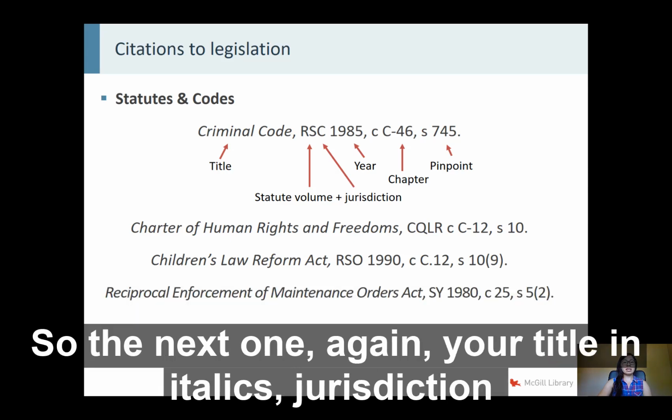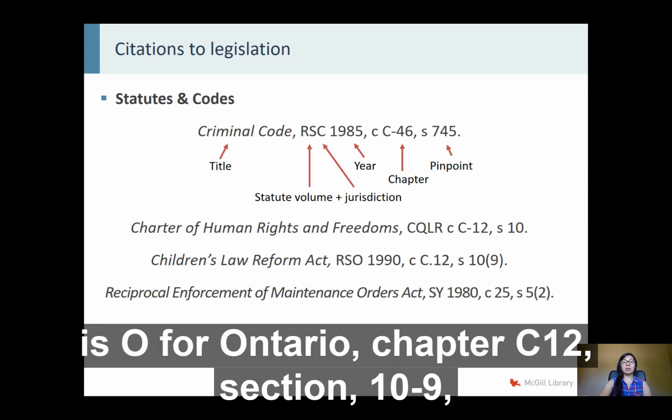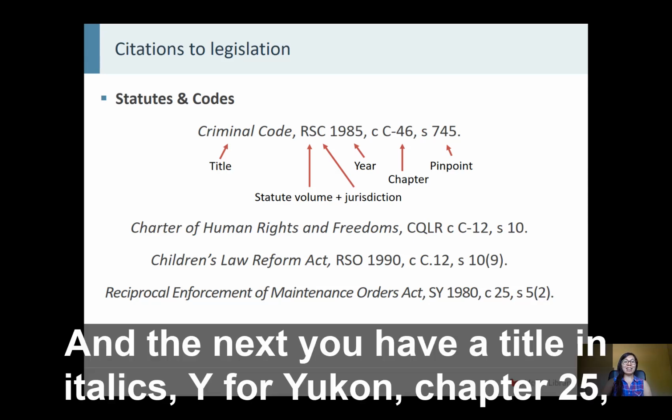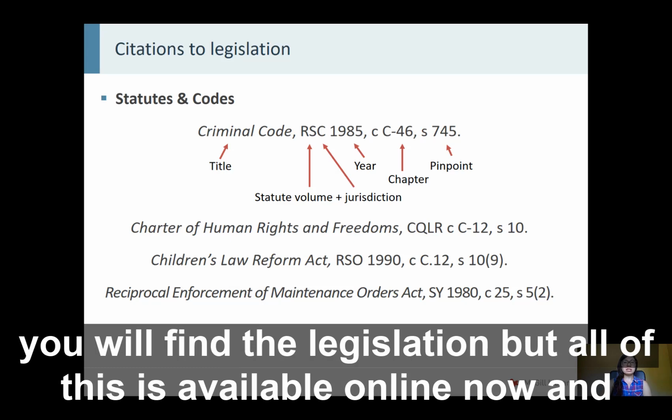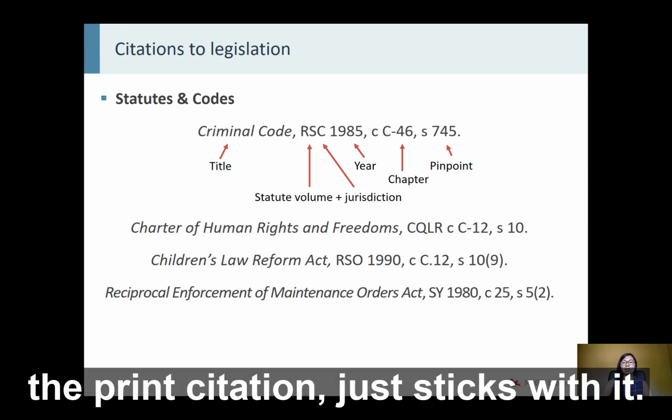So the next one, again, your title in italics, jurisdiction is O for Ontario, chapter C12, section 10.9. And the next, you have the title in italics, Y for Yukon, chapter 25, section 5.2. Evidently, these citations all refer to print books where you will find the legislation, but all of this is available online now, and the print citation just sticks with it.